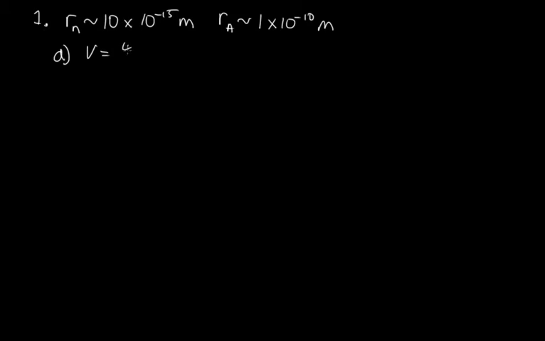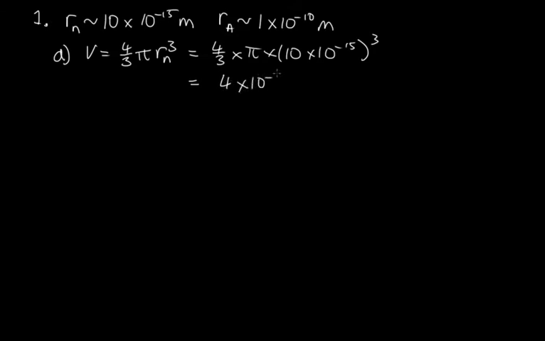So the volume is equal to 4/3 pi the nuclear radius cubed. This is just the volume for a sphere, so we're just going to substitute into this equation. So this is 4/3 times pi times 10 times 10 to the minus 15 all cubed. And so solving this on the calculator, we end up with 4 times 10 to the minus 42 meters cubed. This is just to one significant figure because these values are only given to one significant figure.